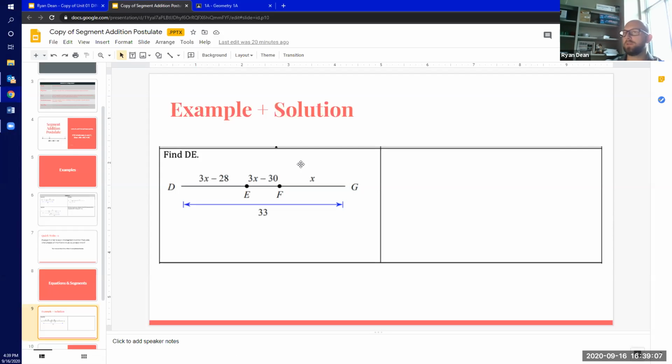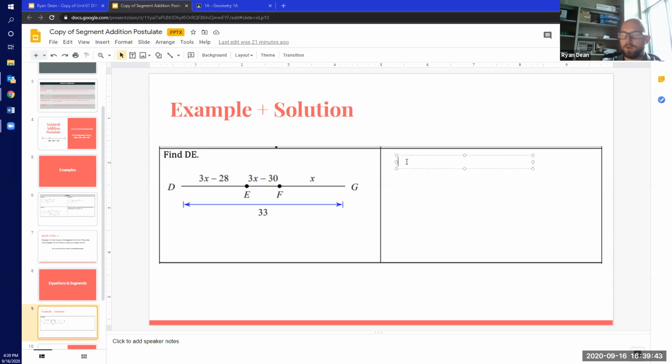Now equations and segments, that's what this problem right here is for. Nothing changes with the way that we go about solving the problem. So when I say that, they want us to find DE. So they want us to figure out what 3x minus 28 is. Nothing changes in terms of how we add the segments together. So going from D to G, I know that I can add all the small pieces together and the total length is going to be 33.